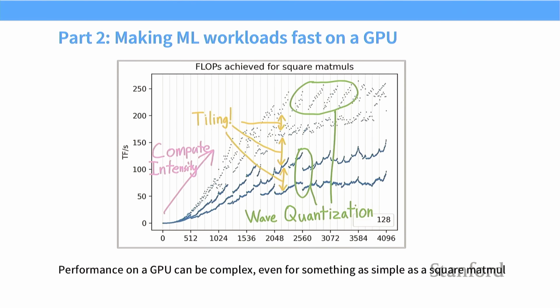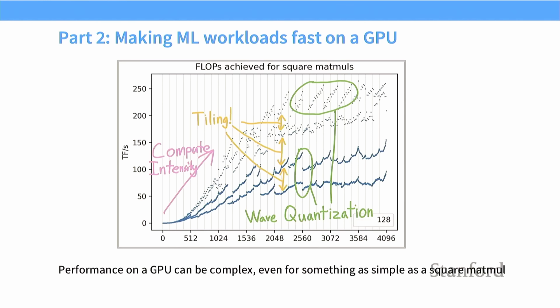Here, what we are doing is multiplying square matrices together. The x-axis is the size of my square matrix multiplies, and the y-axis is the number of operations per second that I'm doing. You can think of this as hardware utilization on the y-axis. As I get bigger matrices, I get better hardware utilization because I have more work to do, which overwhelms the overhead of launching jobs and things like this.